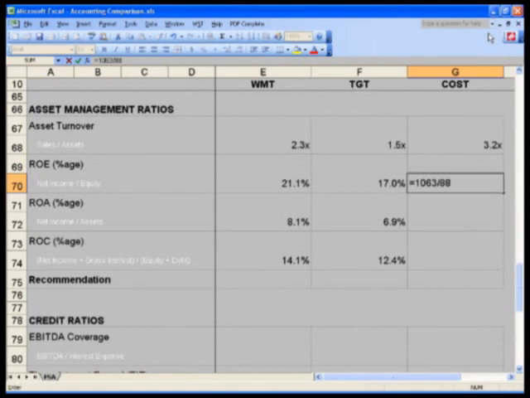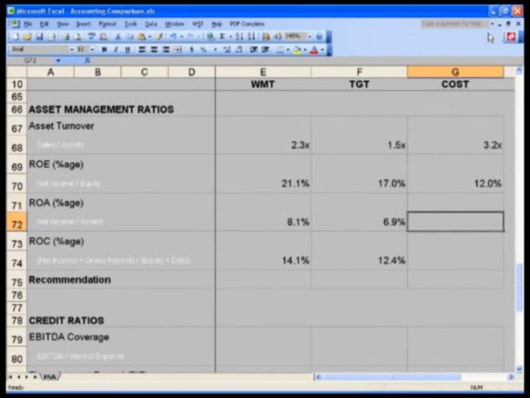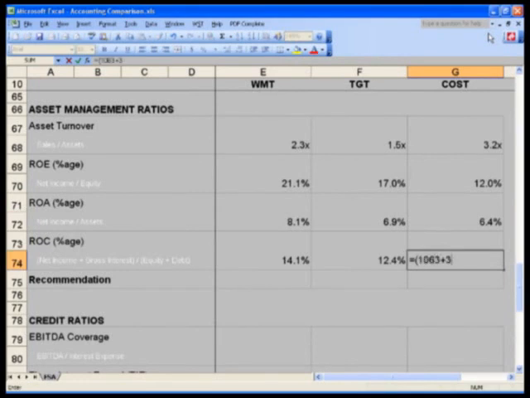turnover ratios. Finally, for Costco, we'll take 52,935 of our sales divided by our assets of 16,514. You get a 3.2 asset turnover ratio. That's not a bad number. Actually much higher than Target, a little higher than Walmart. Net income, 1063 divided by 8881 for the equity base, 12%. Oh, that's a lot lower. That kind of makes sense because don't forget they have lower margins.